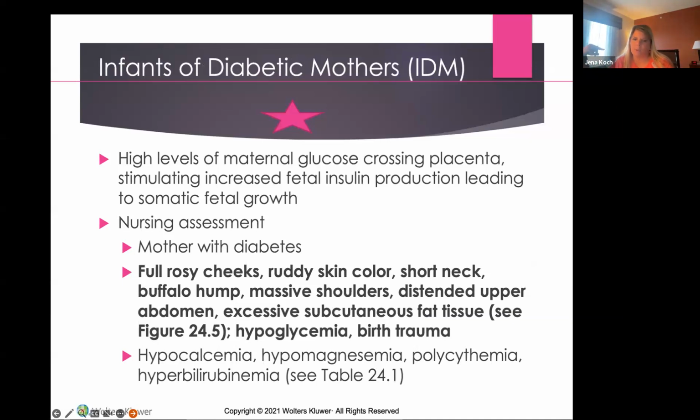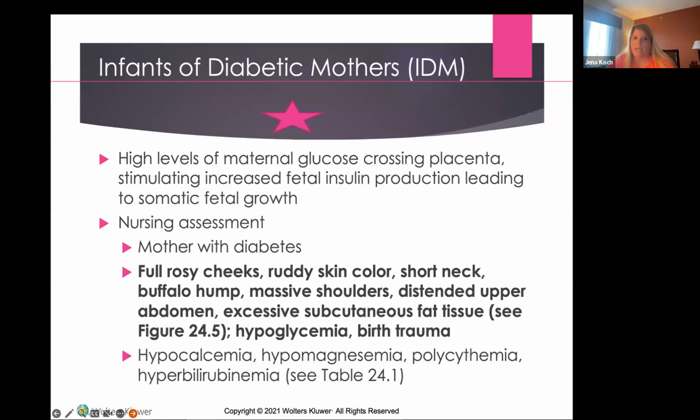They'll have massive shoulders, a distended upper abdomen, and excessive subcutaneous fat tissue. They could experience hypoglycemia and/or birth trauma. This is a mom with very poorly treated diabetes during pregnancy, right? Not one that's controlled.